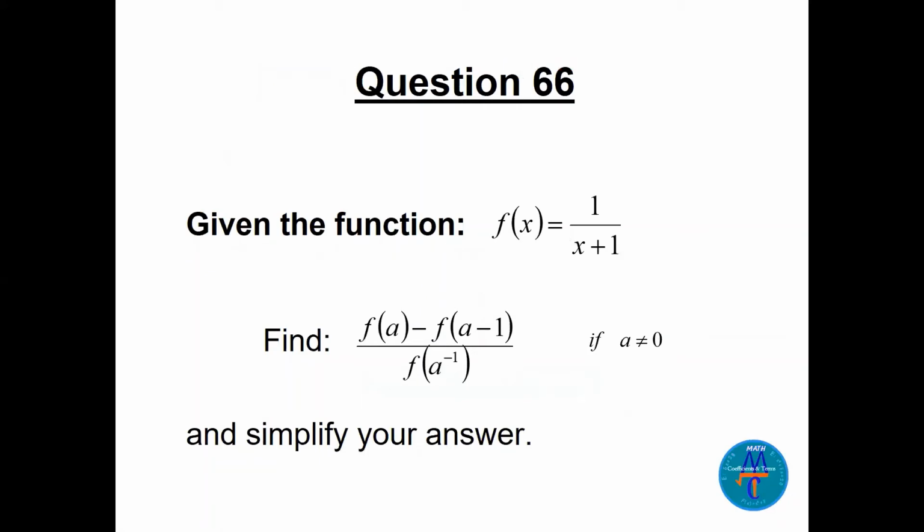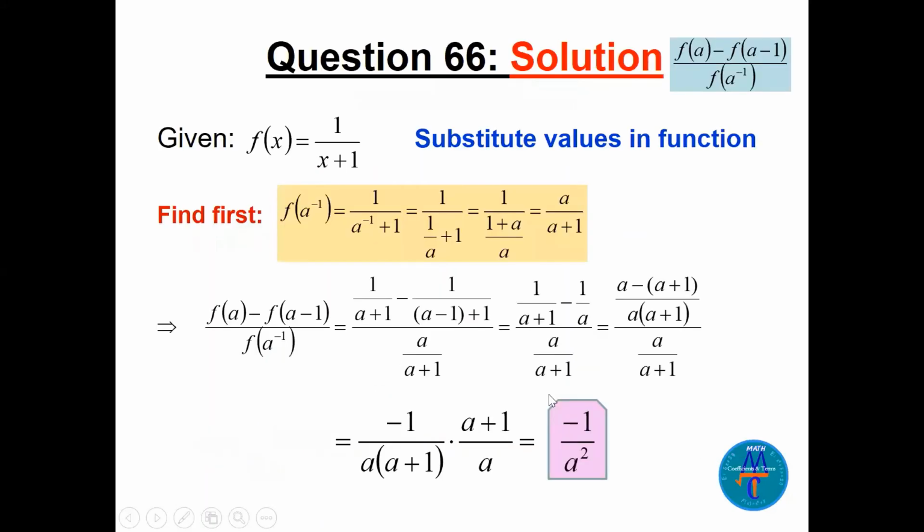This is the function. You find the value of the function. Given the function f(x) = 1 over (x + 1), find [f(a) − f(a − 1)] divided by f(a⁻¹) and simplify your answer. A cannot be 0. So this is the function.